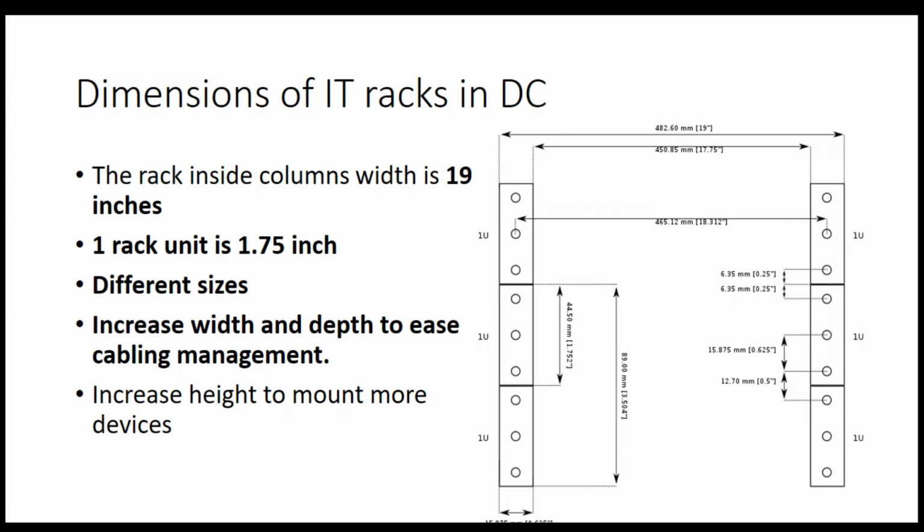There are various dimensions of racks, like 60 by 100 by 42 rack units. 60 is the width, 100 is the depth, 42 rack units is the height. Also, there is a dimension like 60 by 120 by 42 rack units.